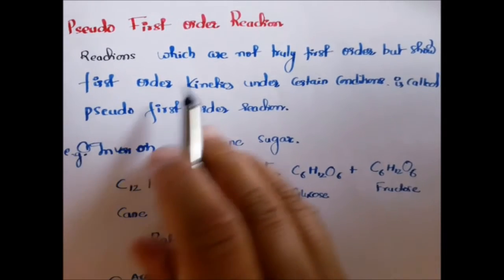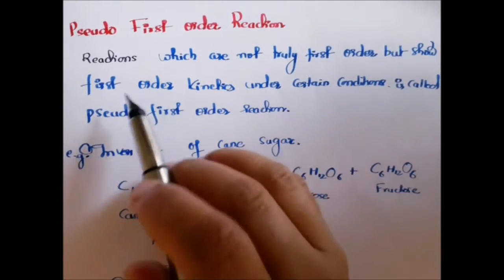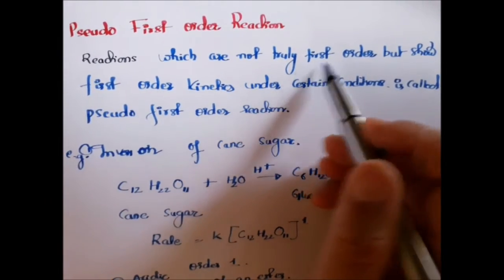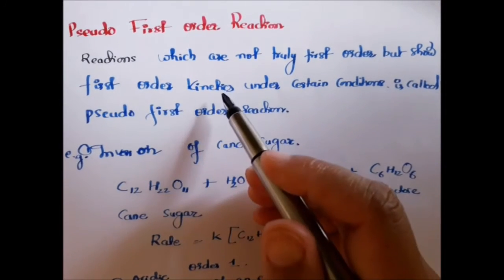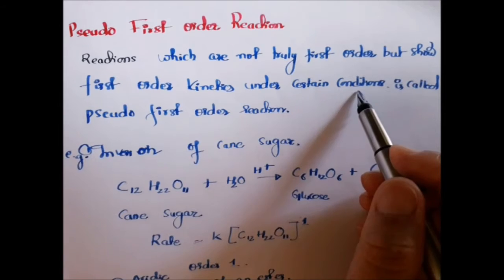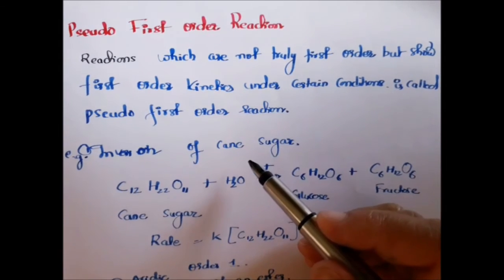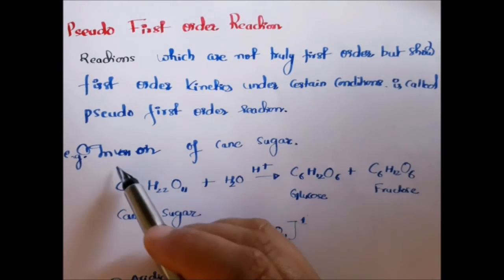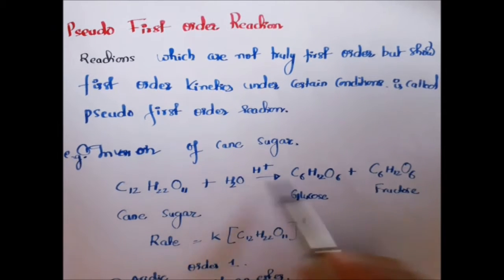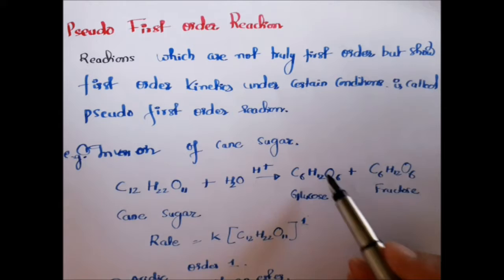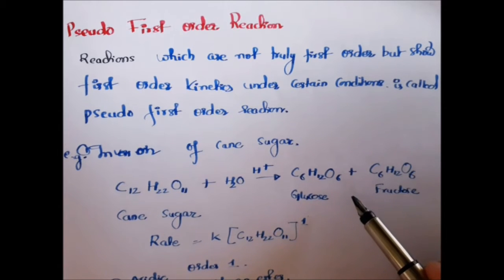Now next is pseudo first order reaction. These are reactions which are not actually first order, but behave as first order kinetics under certain conditions. Such reactions we call pseudo first order reactions. Now example, inversion of cane sugar. Sugar in presence of acid gives glucose and fructose, right?